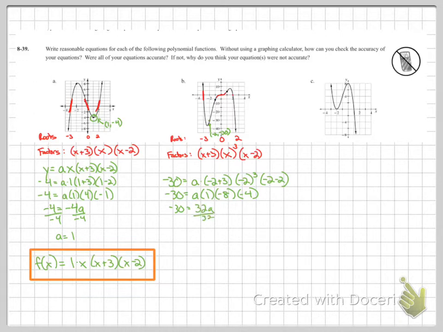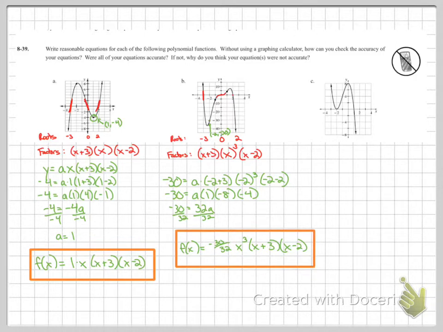Divide by 32. This function, f of x, is -30 over 32. Again, I'm going to move my x's in the front because that's where I like them: x cubed, x plus 3, x minus 2. So this one had a stretch factor. Also, it comes out to be negative because that right tail is going downwards. See if you can do C.